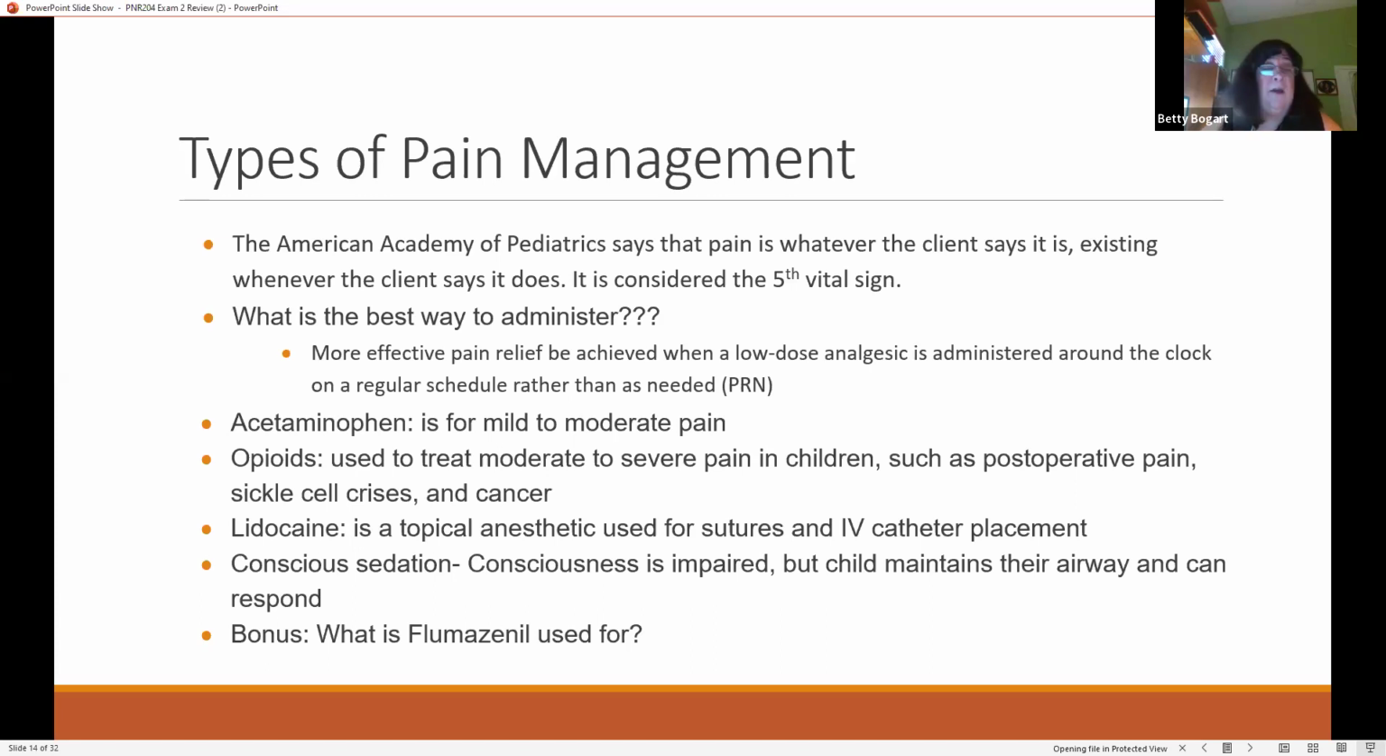Acetaminophen, mild to moderate pain. It works just fine. Children do very well just on that. Opioids are for moderate to severe pain: postoperative, fractured femurs. Could you imagine that? Because all the muscles hurt. Sickle cell crises, and then cancer pain. Opioids and morphine are used extremely successfully and safely in children.